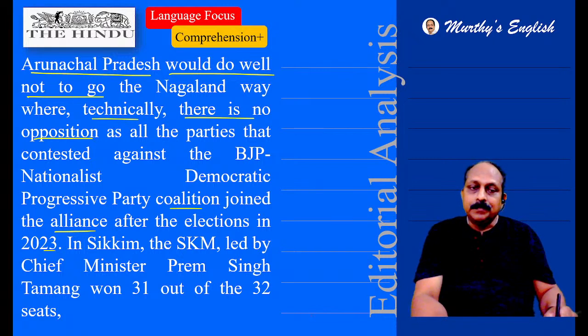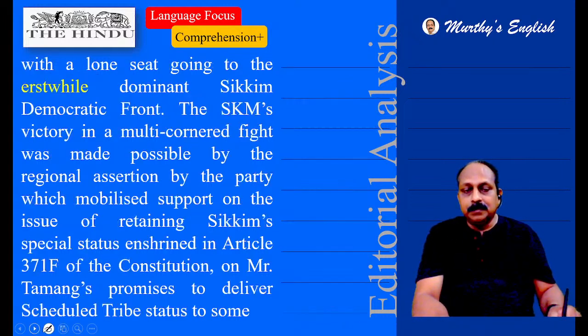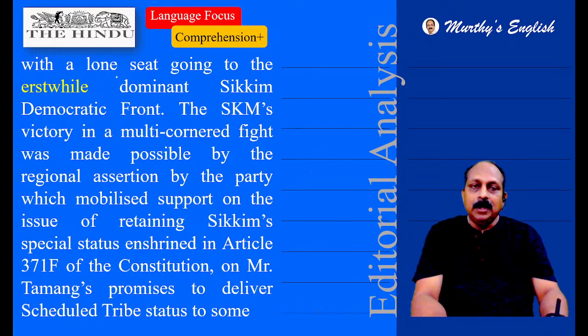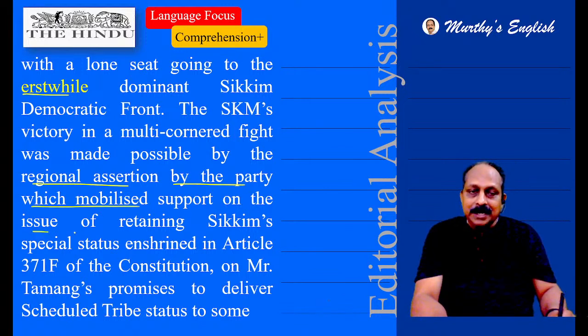Coming to Sikkim. In Sikkim, the SKM, led by Chief Minister Prem Singh Tamang, won 31 out of the 32 seats, with a lone seat going to the erstwhile, that means former, dominant Sikkim Democratic Front. The SKM's victory in a multi-cornered fight was made possible by the regional assertion by the party, which mobilized support on the issue of retaining Sikkim's special status enshrined in Article 371F of the Constitution.